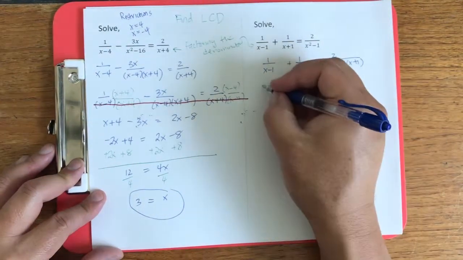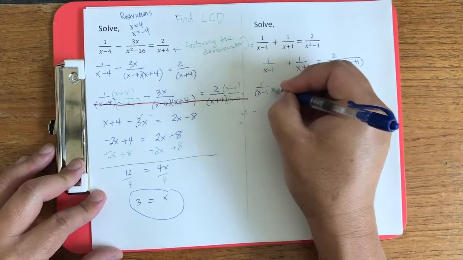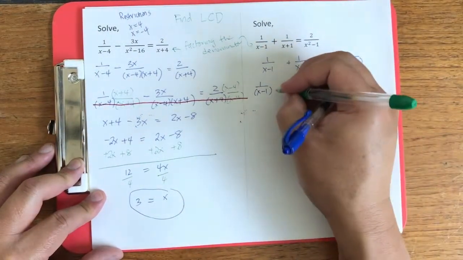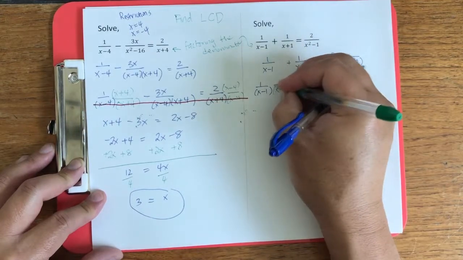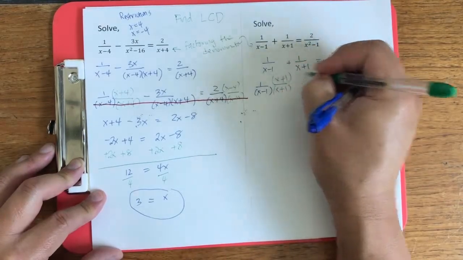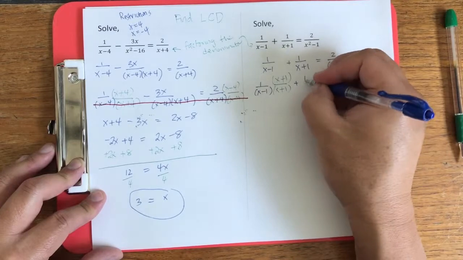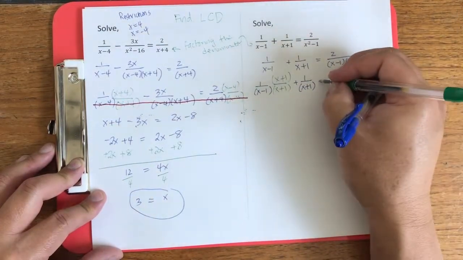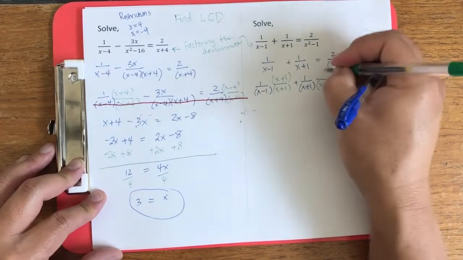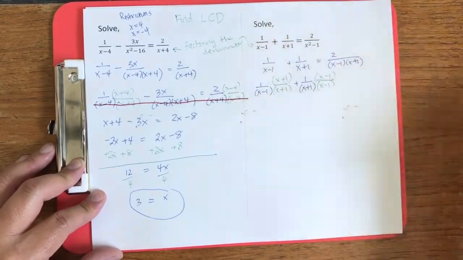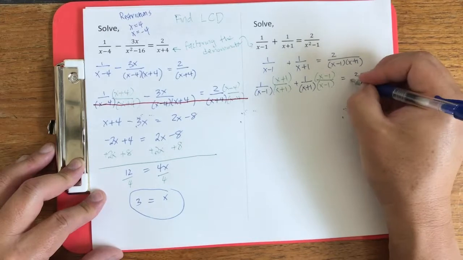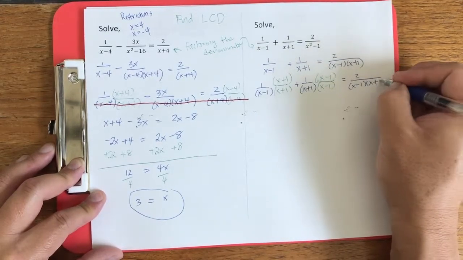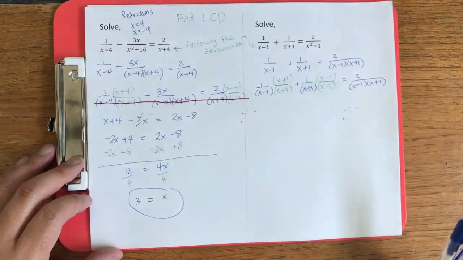So what I'm missing on this term, so it looks like that denominator, is an x plus 1. What I'm missing on this term is an x minus 1. And this last term is not missing anything.